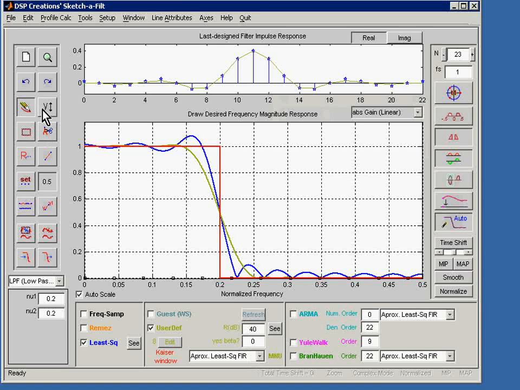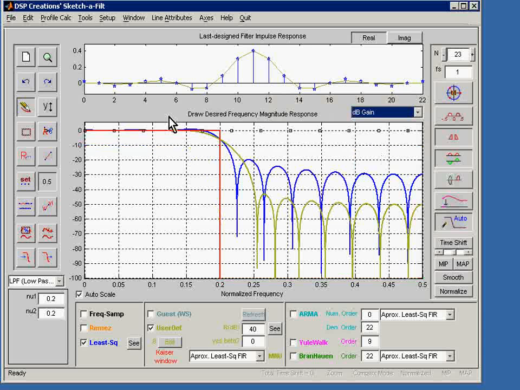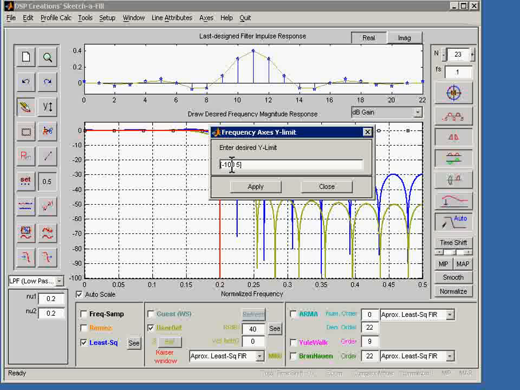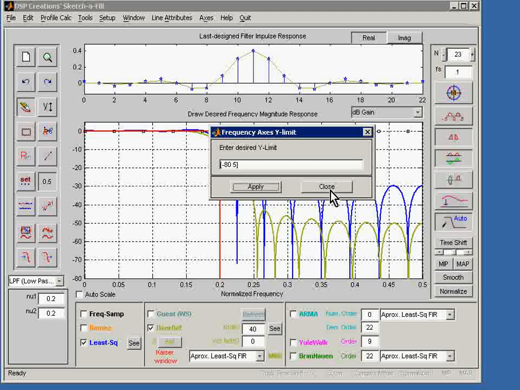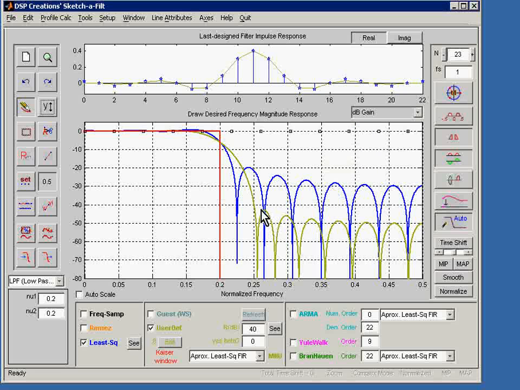Look at this in dB terms. I'm going to switch to dB on this scale and get the same sort of scale that Mitra has. I'm going to go down to minus 80 on this. Apply it, close it, and I can see that in fact this first side lobe has gone down, in fact, a bit more than 40 dB.